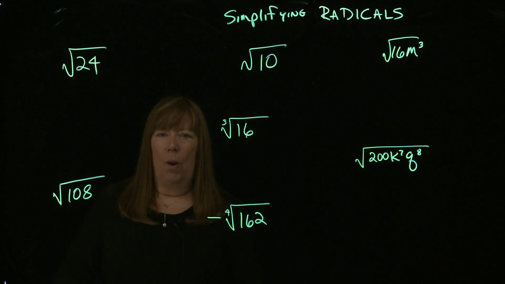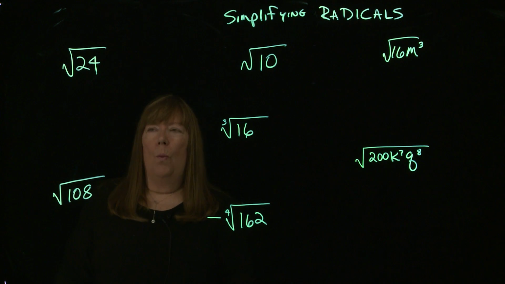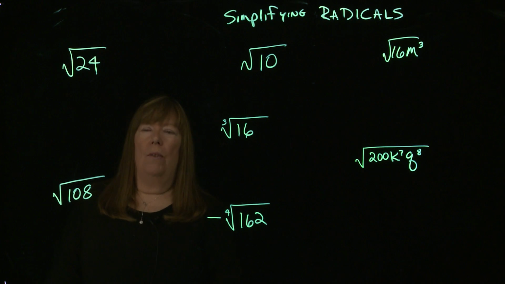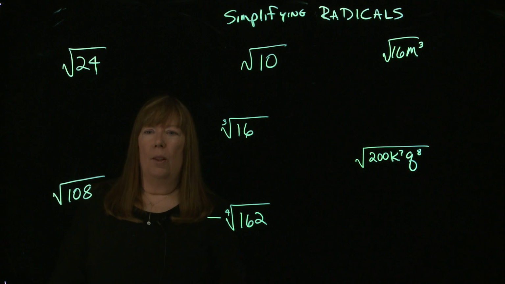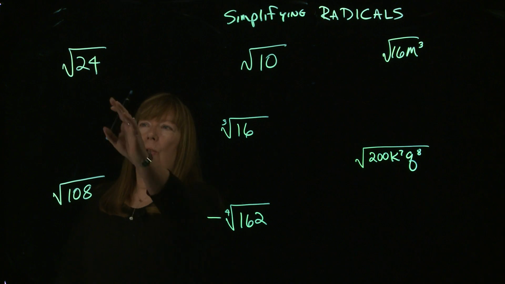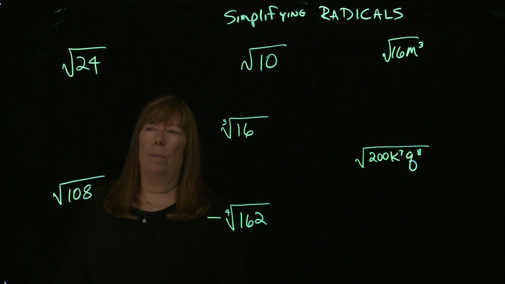Let's simplify some radicals. What we're trying to do here is find factors of the number under the radical sign that are perfect squares or cubes or whatever your index is. So let's try this one, the square root of 24.